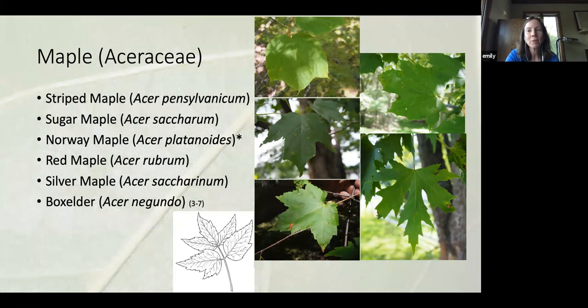Sugar maple is going to be right underneath the striped maple leaf, and sugar is spelled S-U-G-A-R. This leaf has been eaten a little bit, but it usually has an entire margin. It's not toothed at all. And it usually has a U for that sinus. So there's a U on both sides of that one. And I think that's pretty evident on that sugar maple.